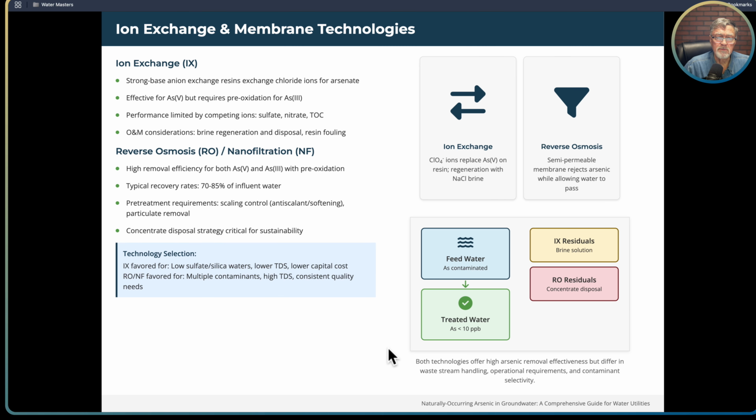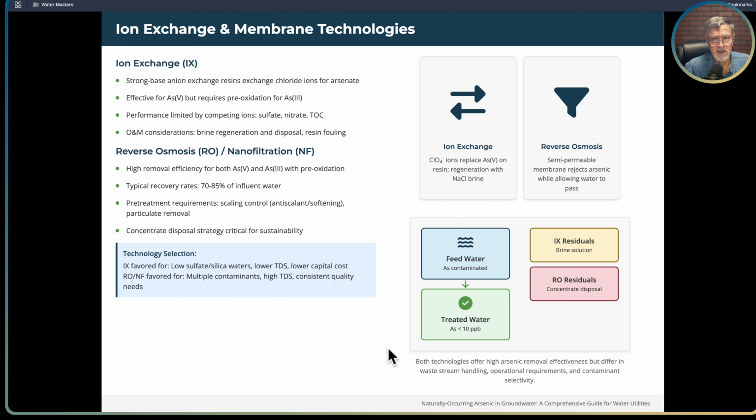All right, ion exchange and membrane technologies. These are going to be tools that probably work for almost any contaminant. Ion exchange is usually going to be a resin that's going to exchange chloride ions for arsenate. That once again is your arsenic 5. If you have arsenic 3, you're going to have to treat that to convert it, and do some pre-oxidation there. The performance is going to be limited again by competing ions, sulfate, nitrate, total organic carbon is going to be in there as well. So you're going to have to once again monitor your water chemistry.